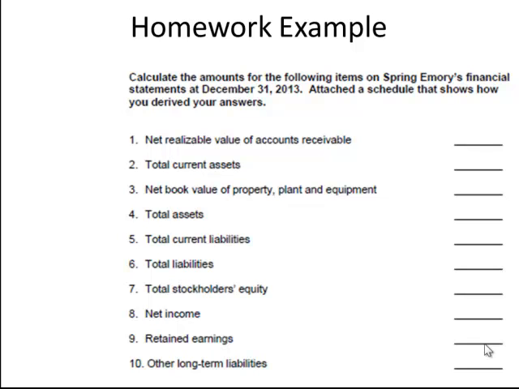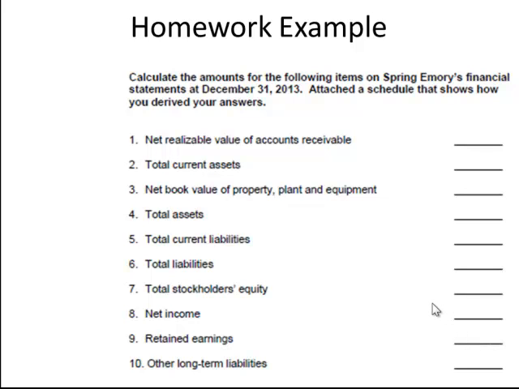Hello, we're going to do an example like your homework. These are the 10 things that your homework asks you to solve for. You'll notice that some of them are totals or subtotals of the financial statements: the balance sheet, the income statement, and the statement of retained earnings. In addition, there's some terminology that we're looking for, like net realizable value of accounts receivable or net book value of property, plant, and equipment.